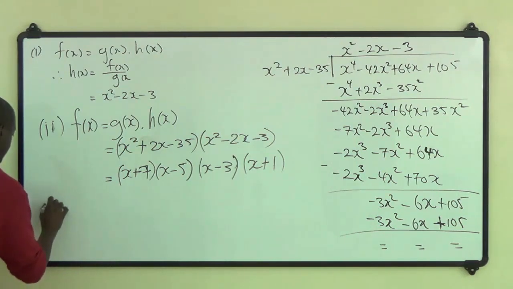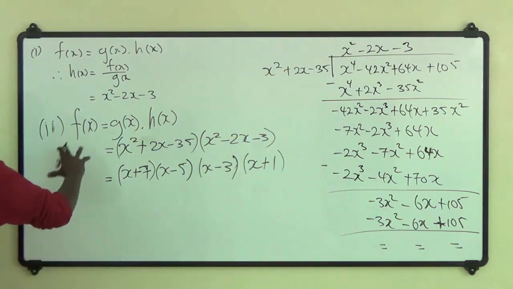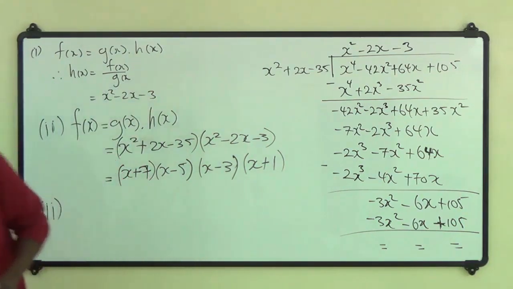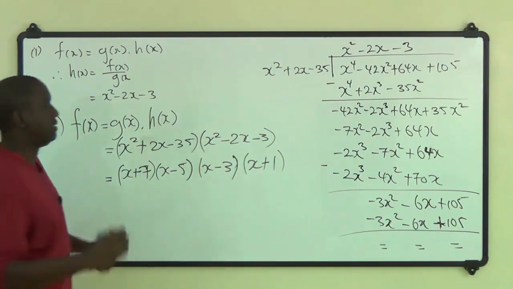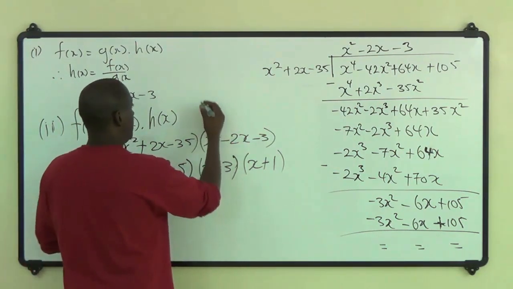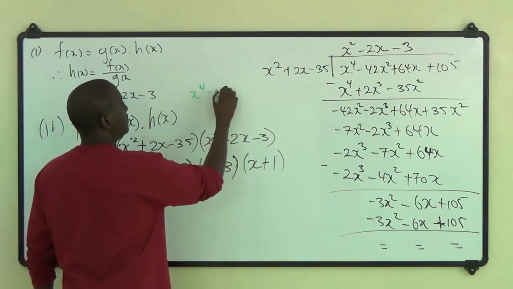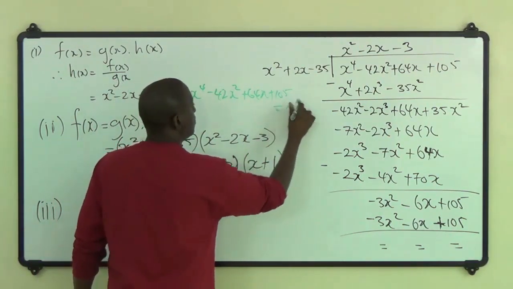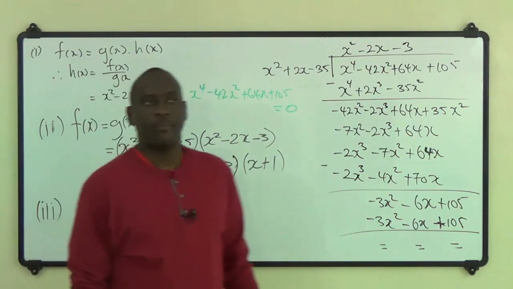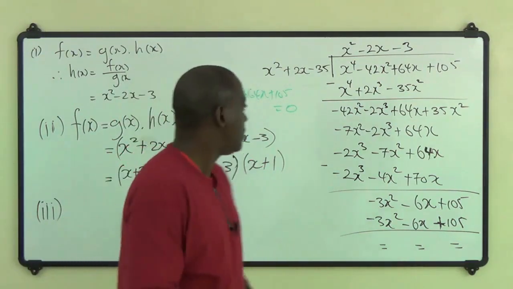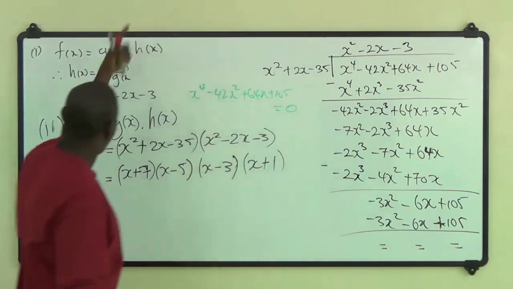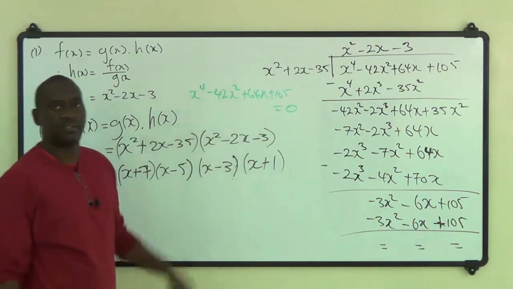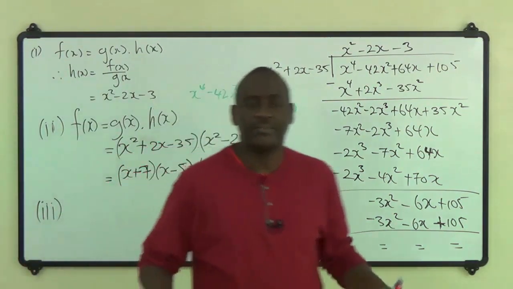And in part 3, we're saying that if f of x is equal to 0, we are not going to say x to the 4 minus 42x squared plus 64x plus 105 equals 0. We're not going to do that, right? Because that is just going backwards. You go through all of this to express f of x as this, to go back and write this. That doesn't make any sense.